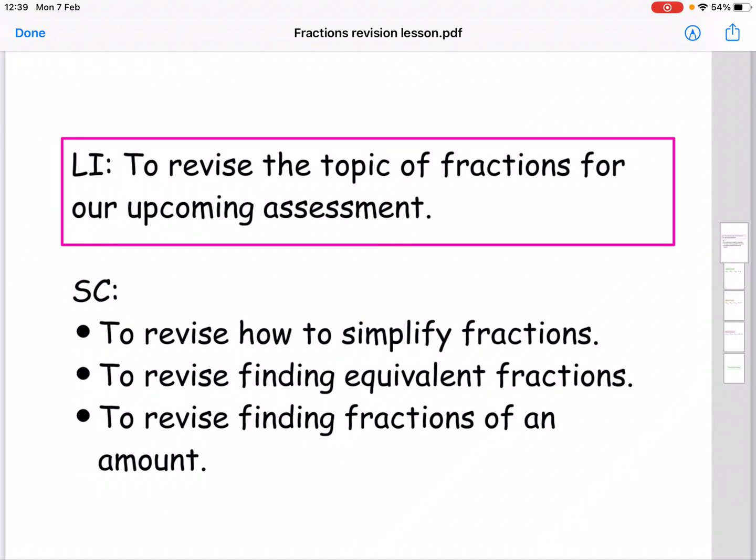In today's lesson we are going to be looking at some revision work on our topic of fractions. So your learning intention for today is quite simply to revise the topic of fractions for your upcoming assessment. In particular we are going to have a look over how we simplify fractions, how we find equivalent fractions, and then lastly how we find a fraction of an amount.